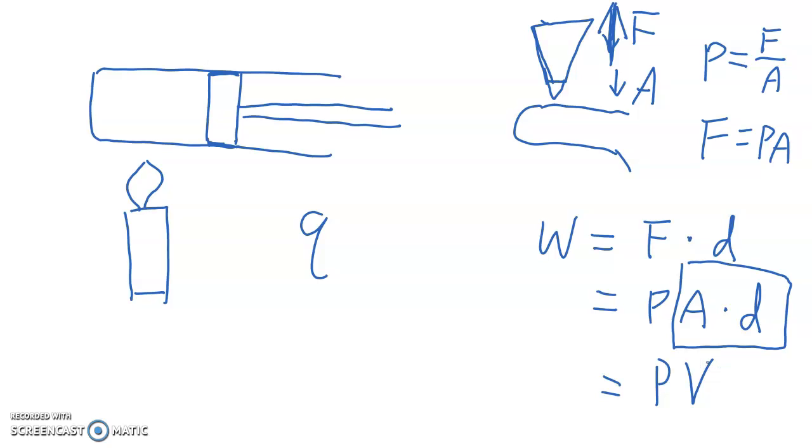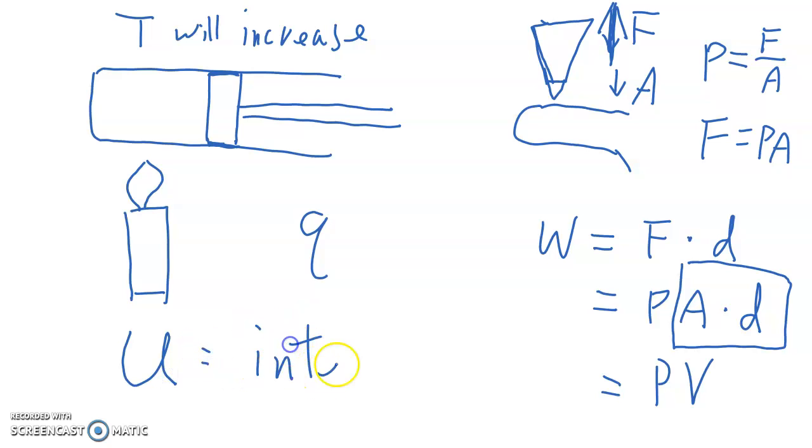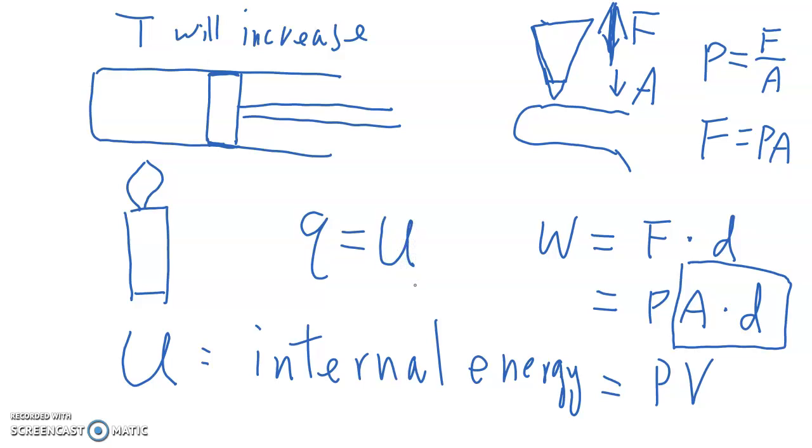So what I'm trying to say is, when we apply heat to this system, two things may happen. One is the temperature will increase. So now I'm going to introduce a new term, U, the internal energy, and internal energy is a function of temperature. The next one is when we put heat into it, not only will the temperature increase, but we can also push the piston to the right side. Therefore, when I put heat into the system, I can increase the internal energy, and I can also do some work, which is P times V.